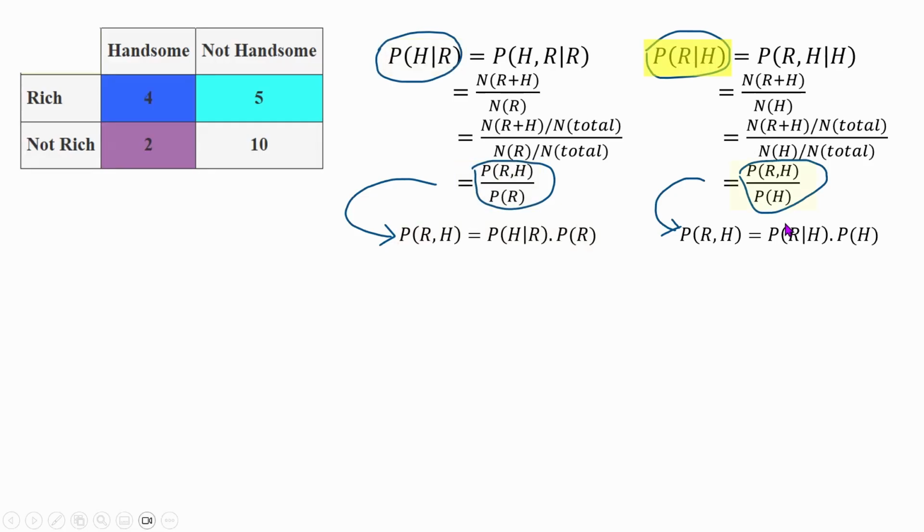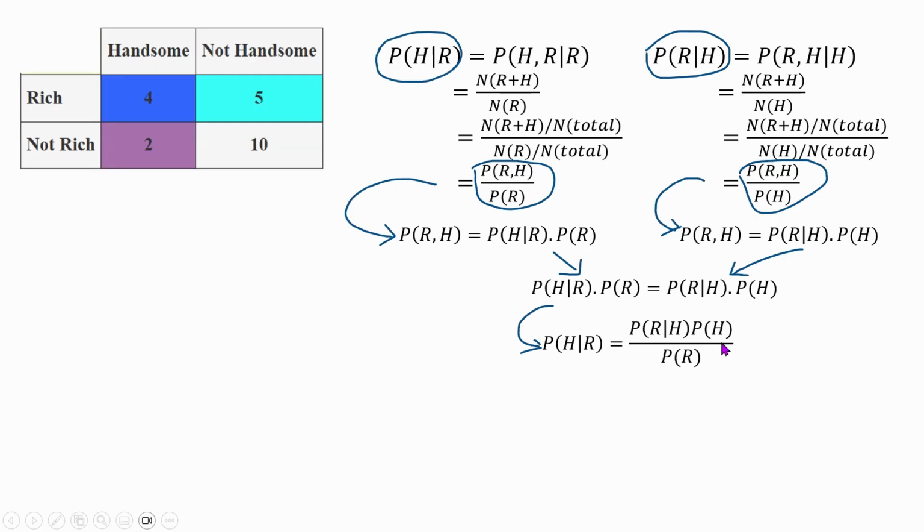We can multiply this one with this one, and we are going to get the probability of being rich and handsome. Both of these things are equal, so we can just write the right-hand side equal to this right-hand side. That is what we have done here. Finally, we can swap sides, and this is basically our Bayes theorem formula. Do remember, this is our Bayes theorem formula.